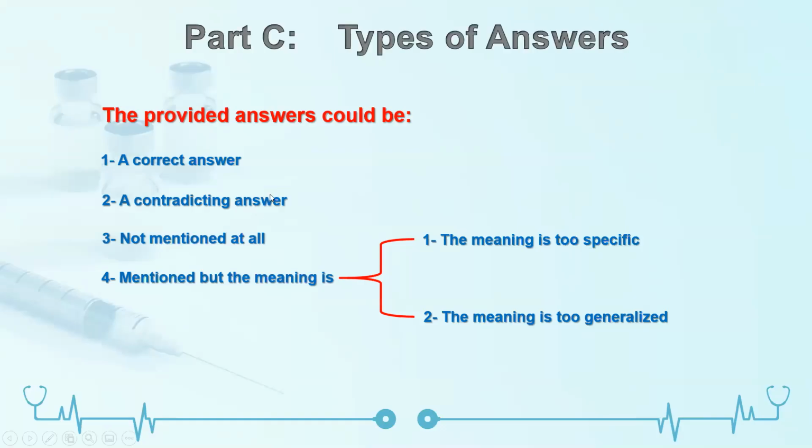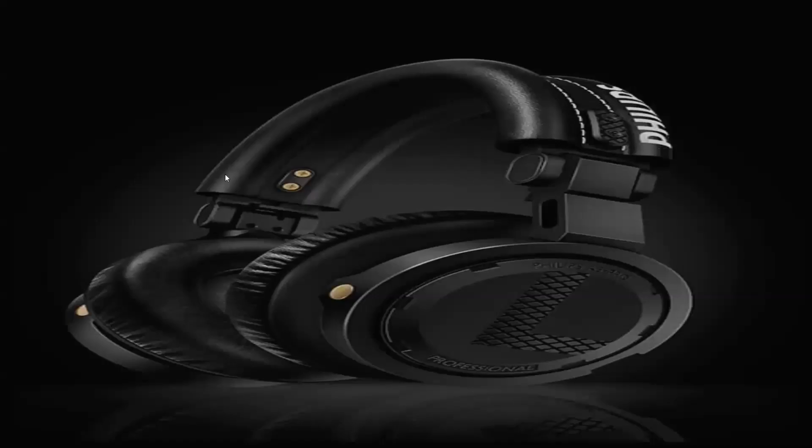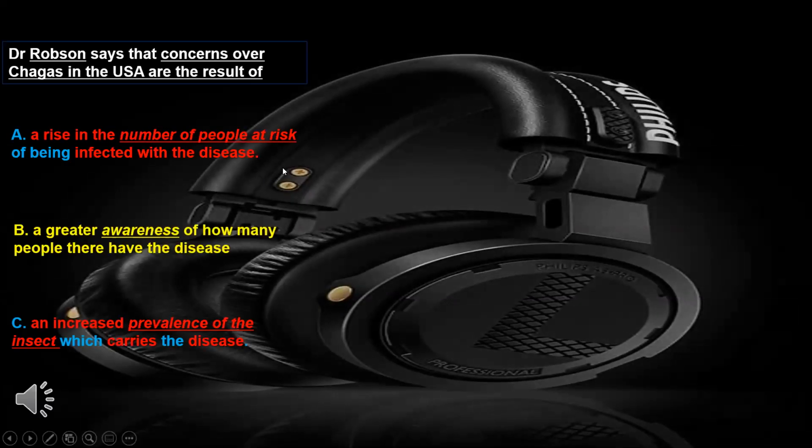Again, the provided answers could be a correct answer, a contradicting answer, not mentioned at all, or mentioned but the meaning is too specific or too generalized. We have to exclude all these types of answers and you have to detect the correct answer only. So this is a sample for a question in part C.